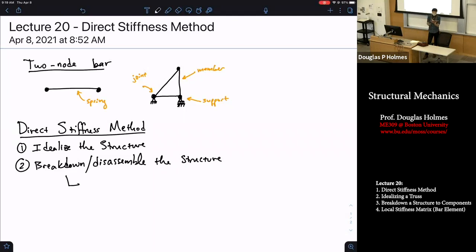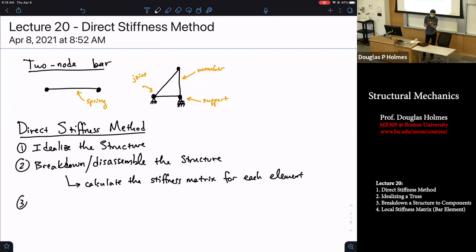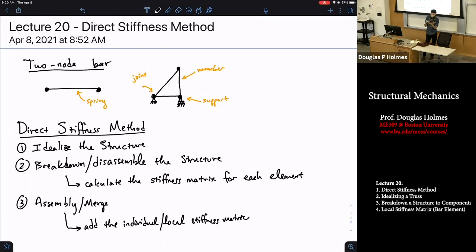The goal of this step is to calculate the stiffness matrix for each element. And the third step is going to be an assembly step or merger. The goal of this step is to add the individual, or what we'll refer to as the local stiffness matrices, to the global stiffness matrix.